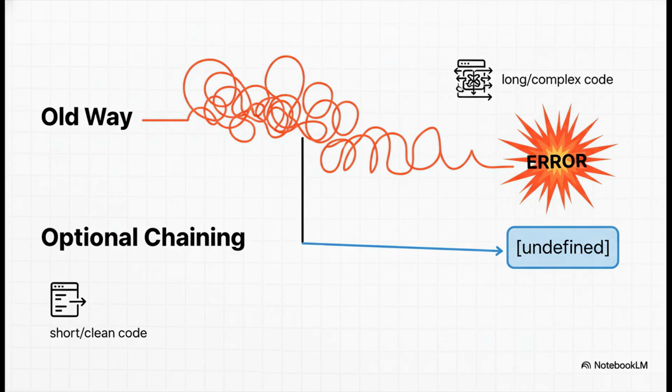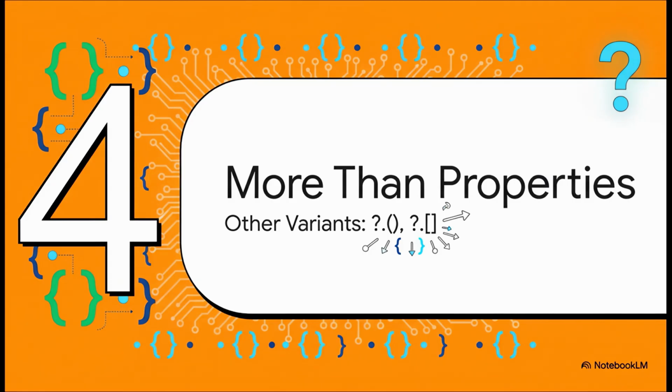Your code is shorter, it's way easier to read, and you're not repeating yourself. This is just a massive win for writing clear and safe code. But wait, it actually gets even better, because optional chaining isn't just for getting properties, it's a surprisingly flexible little tool.